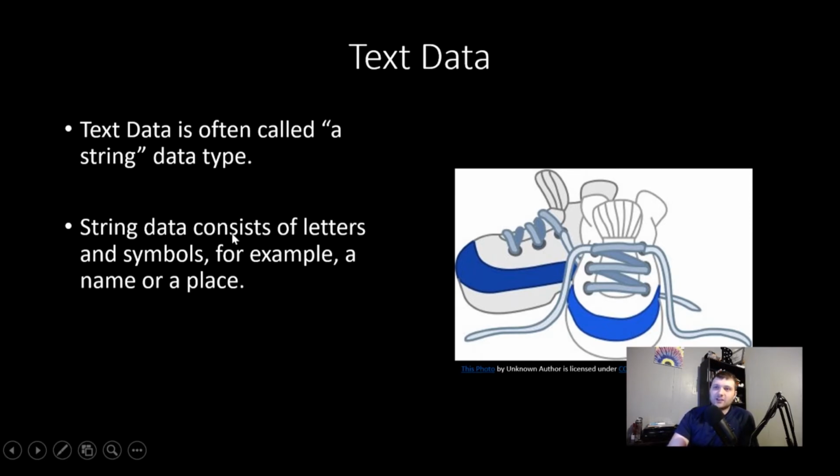String data consists of letters and symbols, for example, a name or a place. So the name Dale, the name Dave, the name Ryan, right? A place, Paris, France, San Francisco, right? It could mean Coke. It could mean bottle. It could mean charger for your phone in the car. It could mean anything as long as it's not a number. So text data is just a word.